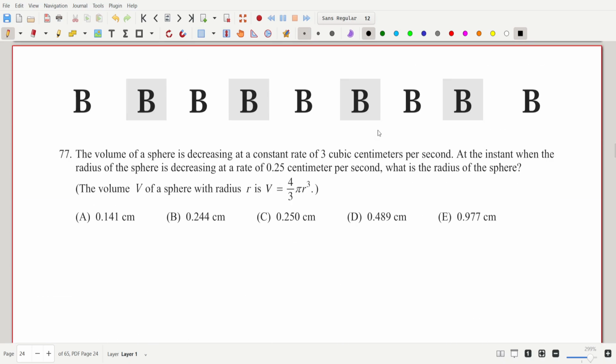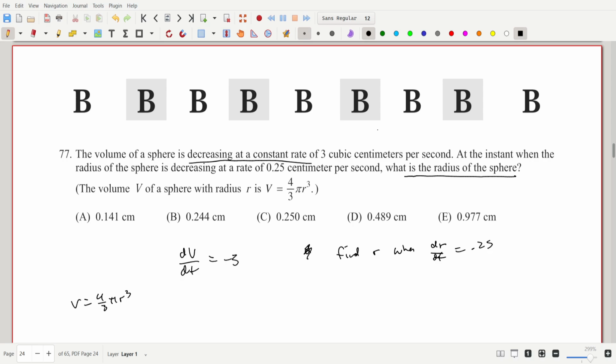77, the volume of a sphere is decreasing at a constant rate. This is a related rates problem, cool. So it's decreasing at a constant rate, that means dV/dt is negative 3. Find r when dr/dt is 0.25. Oh, interesting. They don't ask that very much. That is valid. So you take this equation: V is 4/3 pi r cubed. Differentiate with respect to t. So you get dV/dt is 4 pi r squared dr/dt.